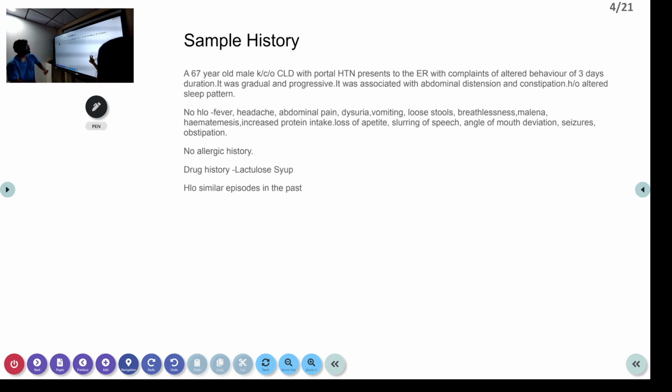So we got history of constipation here and altered sleep pattern. So what can altered sleep pattern mean? Encephalopathy can do that. Basically, altered sleep pattern is seen.